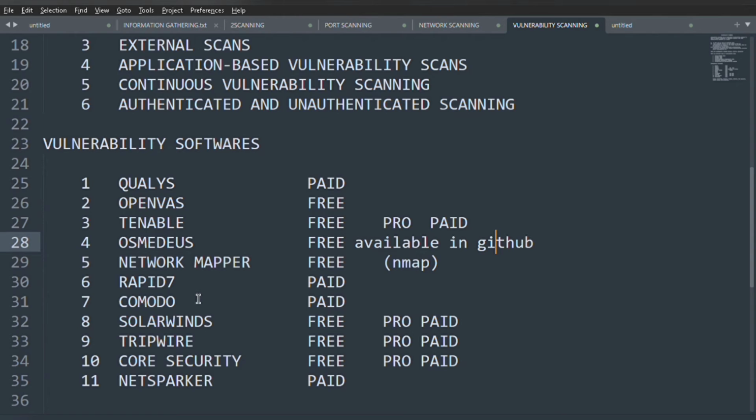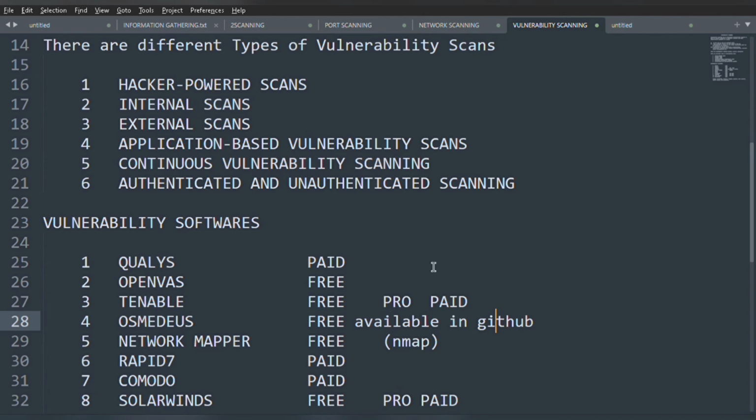Ninth one is Tripwire, which is free, and after 30 days it will be pro, meaning you have to pay. Tenth one is Core Security, which is also free for 30 days, and then it is pro, meaning paid. Eleventh one is Netsparker, which is also paid. Okay, now we have completed scanning.